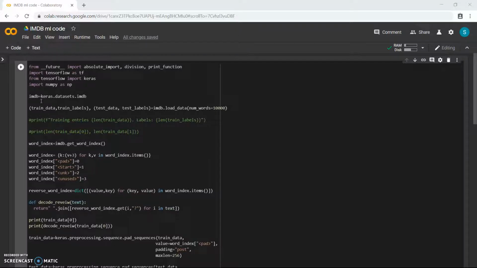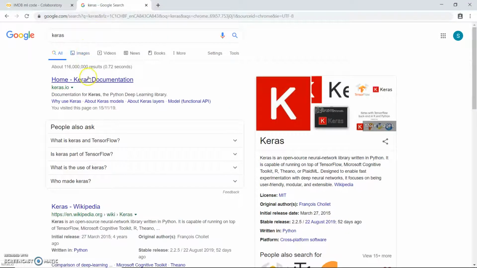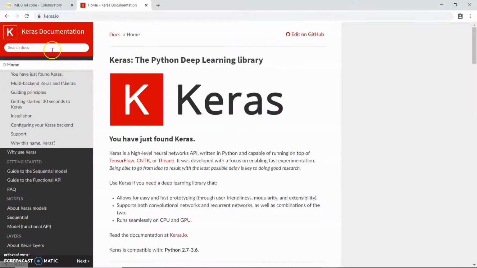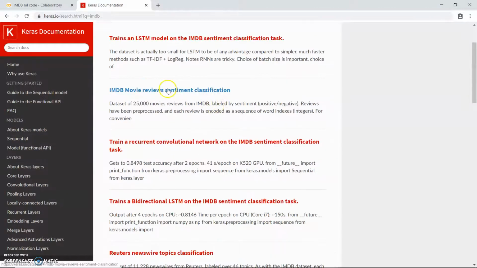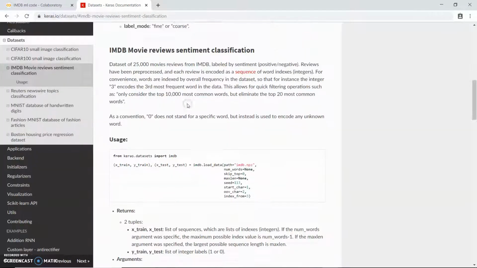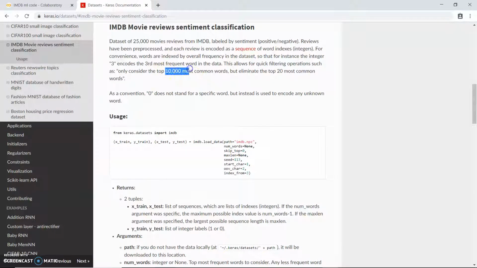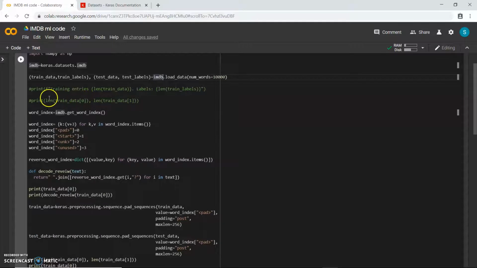So for this we're going to need a data set, and we're going to get it from Keras, which is a library within TensorFlow. So we're just going to search for movie review data set, and I think it is this one. Yeah, so 25,000 reviews from this, and then we're only going to consider the top 10,000 most common words. So in the code over here we have our training data and our test data labels set, and the total number of words is going to be 10,000.